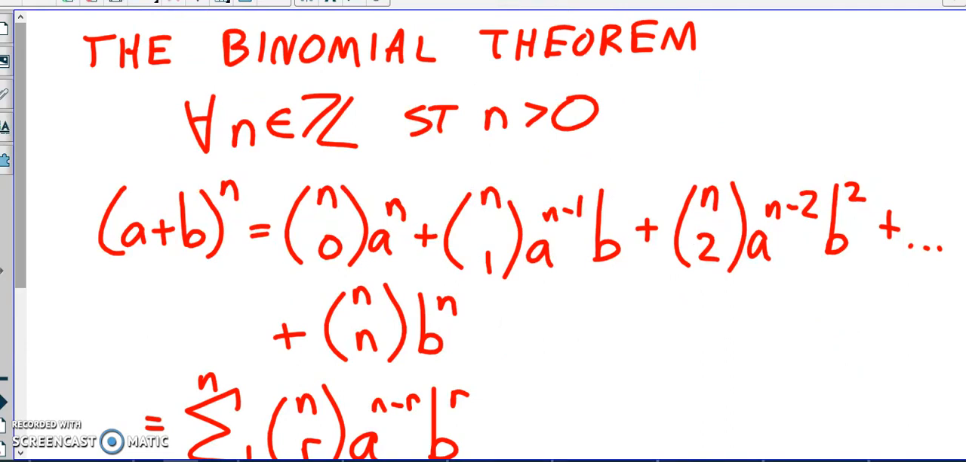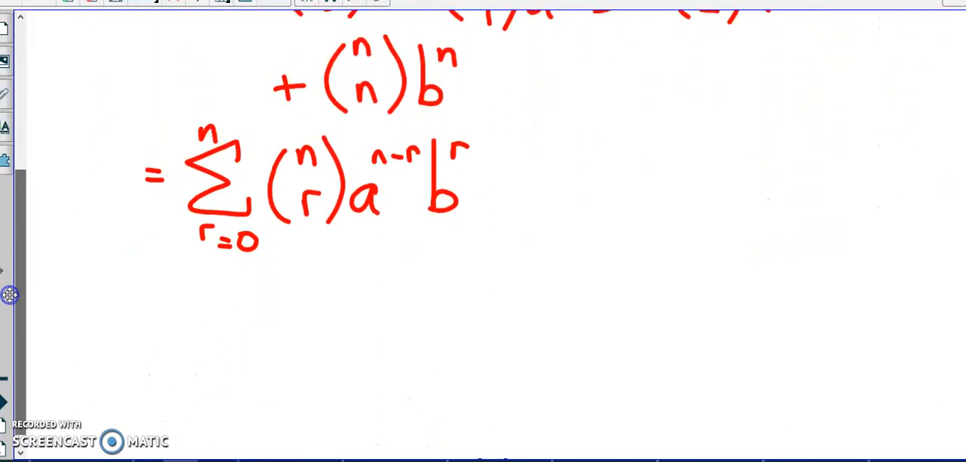The binomial theorem. For all n in the integers such that n is greater than 0, a plus b quantity to the nth power would be n choose 0 a to the nth plus n choose 1 a to the n minus 1 b plus n choose 2 a to the n minus 2 b squared plus dot dot dot all the way until you get to n choose n of b to the nth power. So basically, concisely written, that would be the sum from r equals 0 to n of n choose r a to the n minus r b to the r.